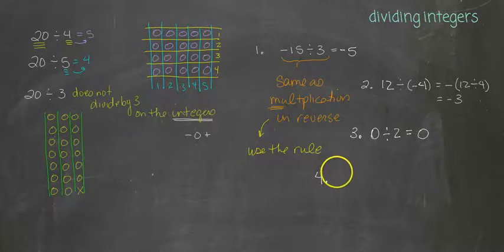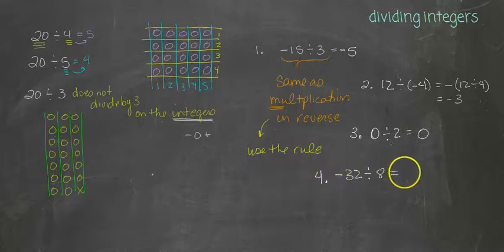Let's do -32 divided by 8. All right, so I have one minus sign, so whatever happens, I know I'm going to have a negative, and then I just have to do the division on the integers. So I'm just going to do the division with the integers, and because there's only one minus sign, the answer is going to be negative.